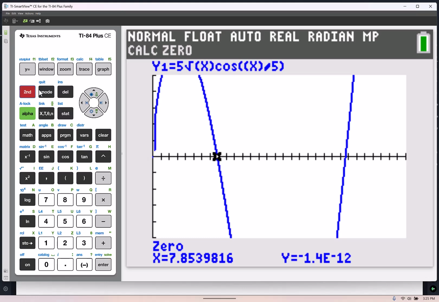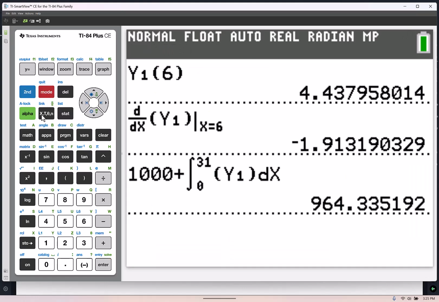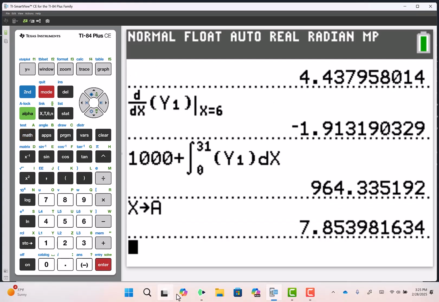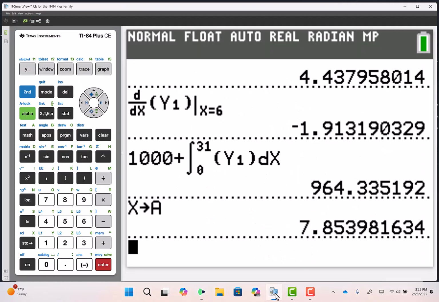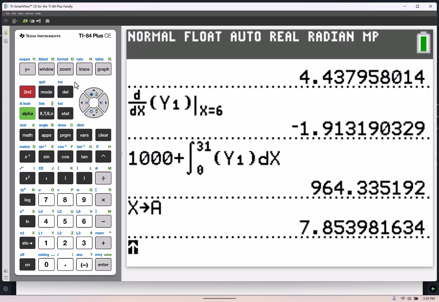I'm going to go over here in the home screen, and I'm going to go X, store, alpha A. 7.8539. So I'm going to come over here. 7.8539. Put as many digits as possible. And yeah, we're good. Let me find the other one, guys, because I'm going to need it. Well, actually, no, I don't need it, but I want to put it down here.